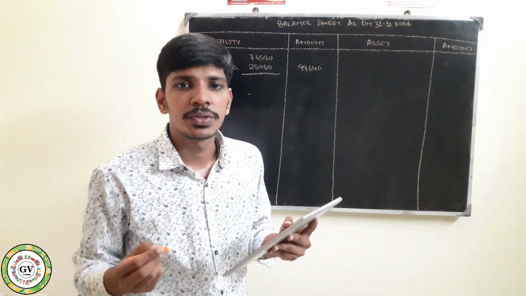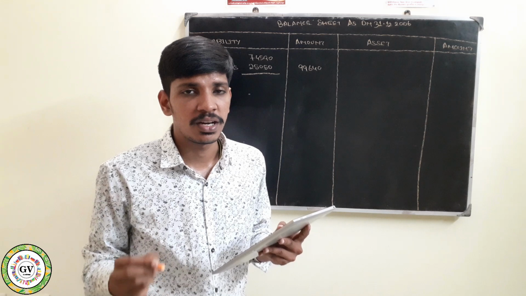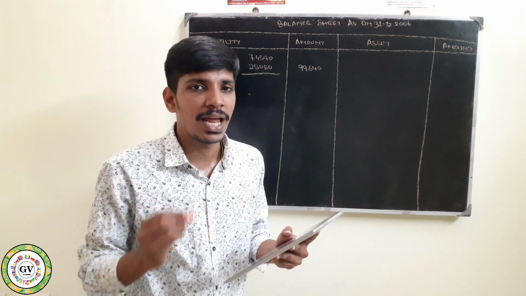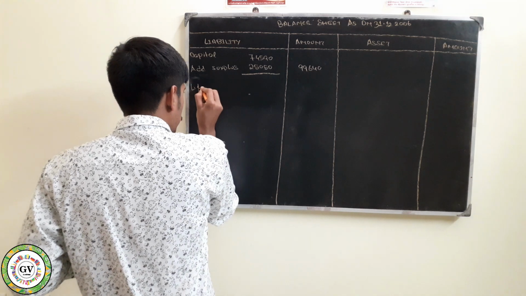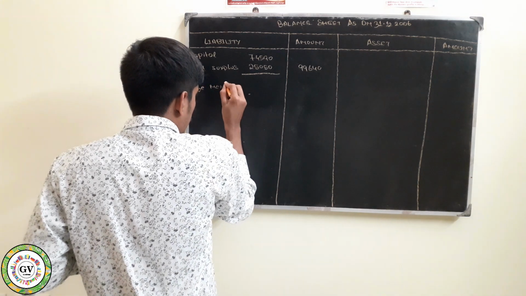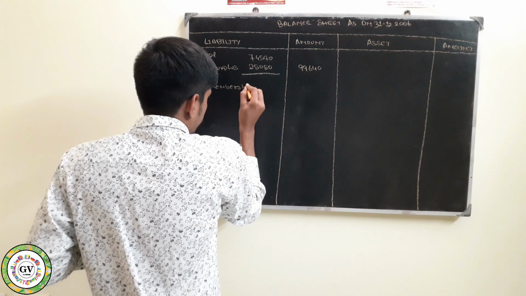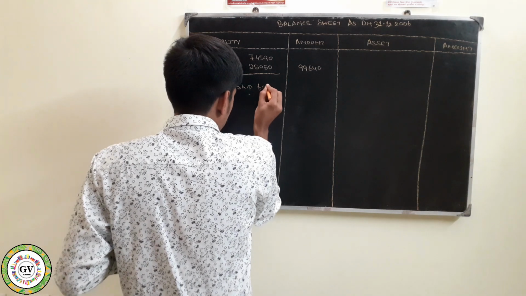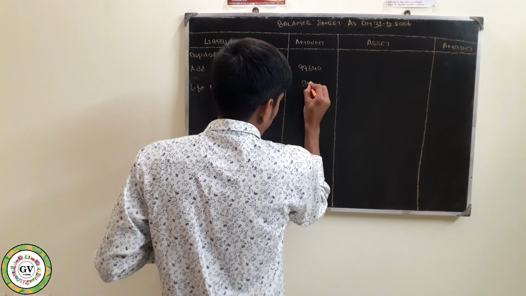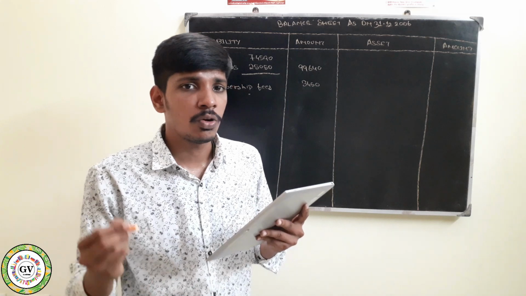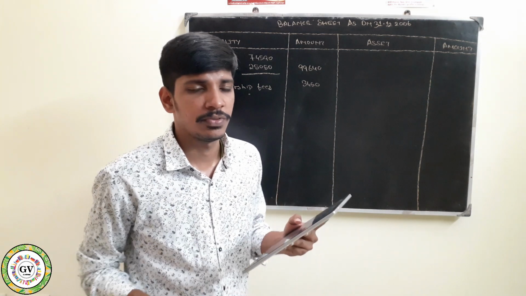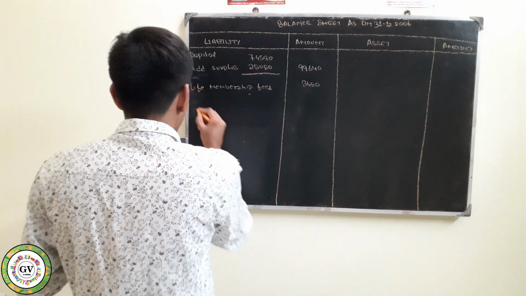The next point is the life membership fees. As I already said, life membership fees needs to be capitalized. It will be shown in the liability side of the current year balance sheet. And the next one would be the legacy. As the legacy amount is huge, it also will be shown in the liability side of the current year balance sheet.